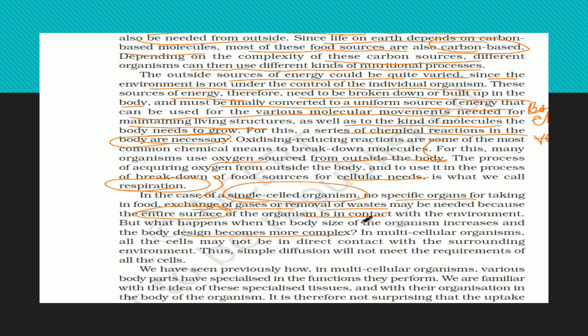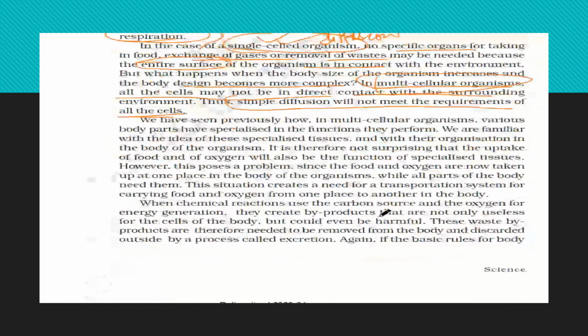Gradually the body becomes complex, and in multicellular organisms, all the cells may not be in direct contact with the surroundings. So simple diffusion will not meet the requirements of the cell. Here, in single-celled organisms, simple diffusion will meet the requirements of the cell. But in the multicellular organism, simple diffusion will not do, so they need several other processes.